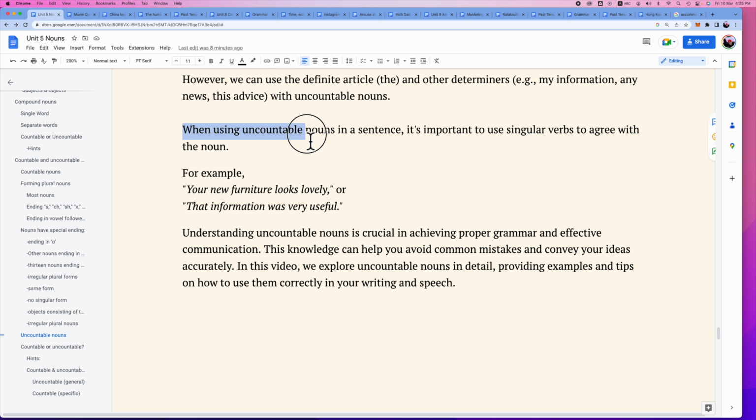When using uncountable nouns in a sentence, it is very important to use singular verbs to agree with the noun. For example, your new furniture looks lovely. That information was very useful. Then the next one we are going to talk about is some nouns that could be countable and uncountable. Let's get started.